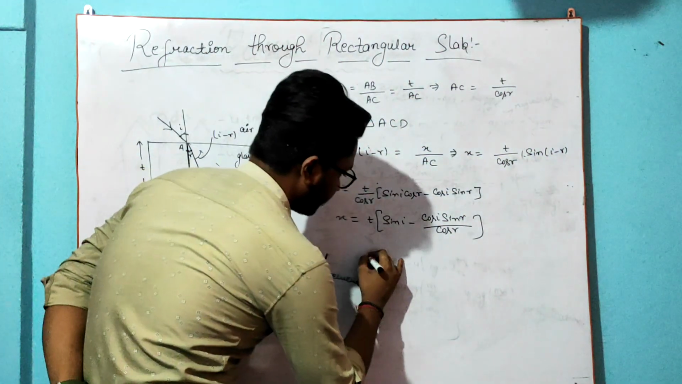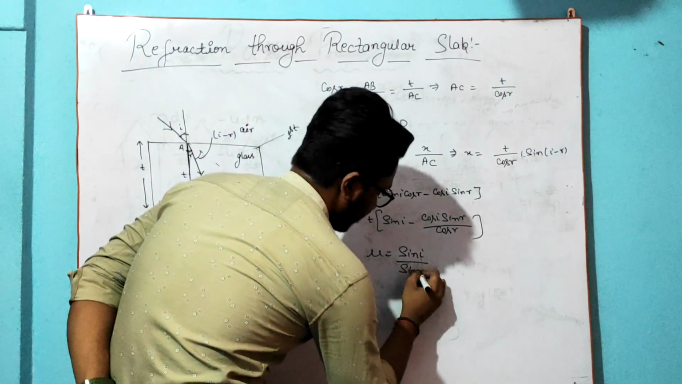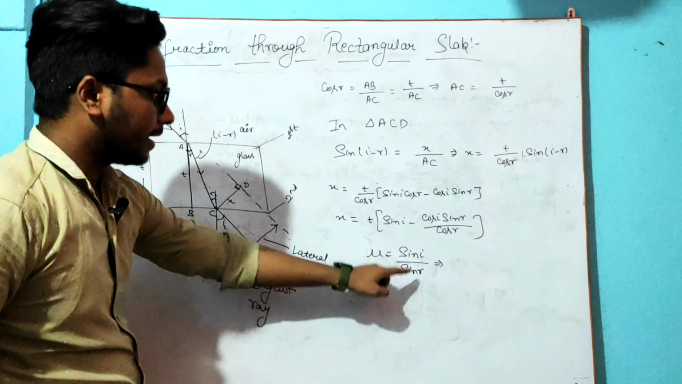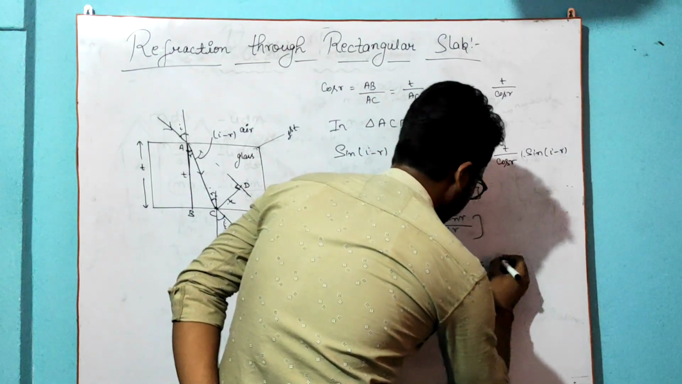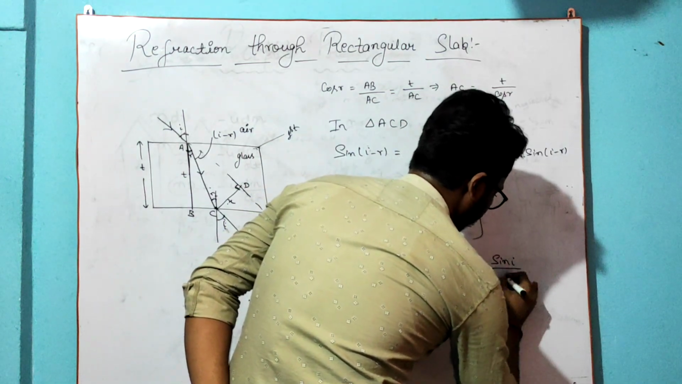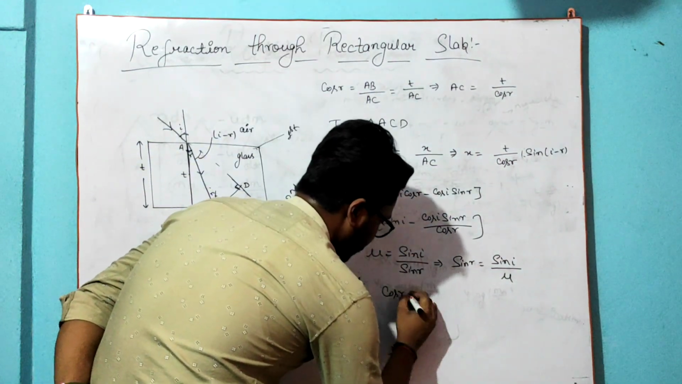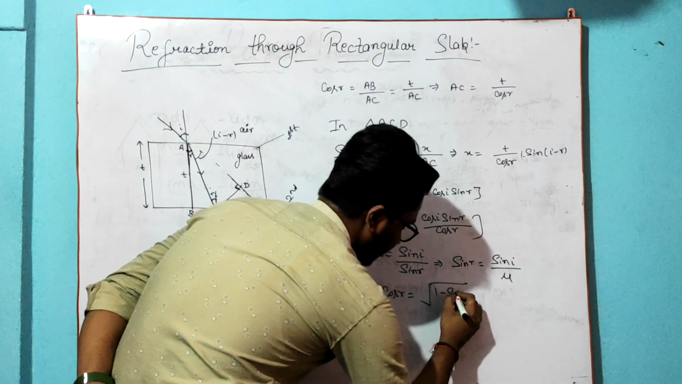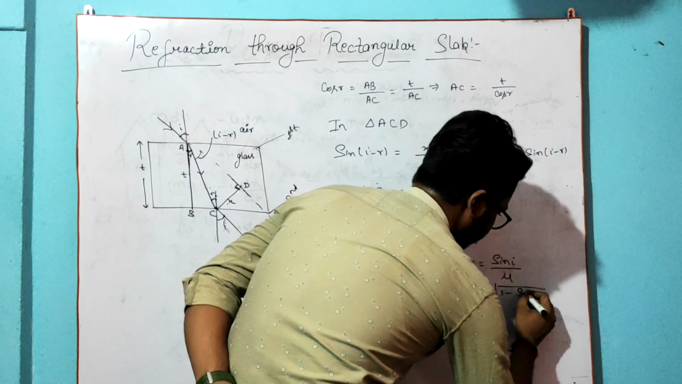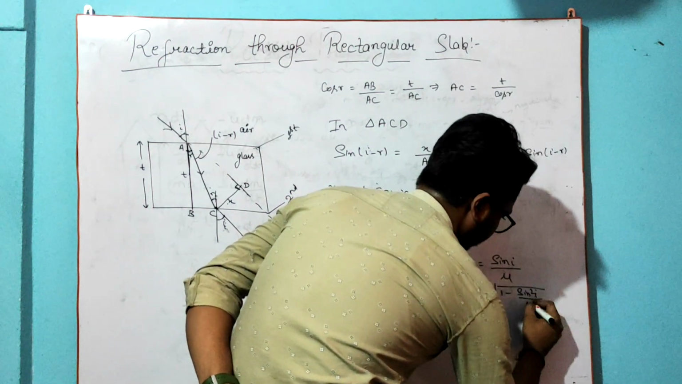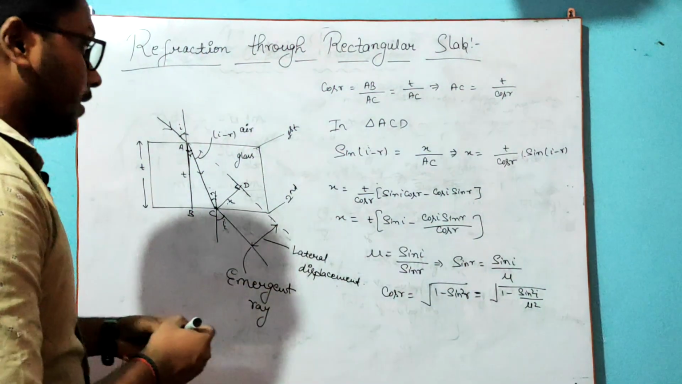Now mu is what? Sin I upon sin R. This implies we need the value of sin R. Sin R is equal to sin I upon mu. And cos R is what? Cos R is under root 1 minus sin square R, which is equal to under root 1 minus sin square I upon mu square. Okay, put this value of cos R and sin R in this equation.